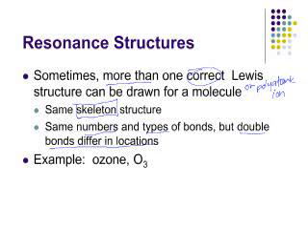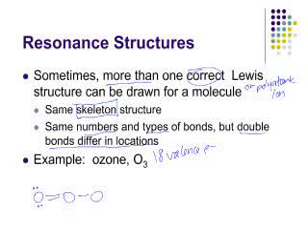One example of a molecule for which this is true is the ozone molecule, which has 18 valence electrons. Now we can draw the ozone molecule as 3 oxygen atoms in a row. And when we start assigning electrons, we end up with 1 double bond and 1 single bond. So in this molecule, I've chosen to draw the double bond on the left. We can put in the rest of our lone pair electrons. And this is a perfectly correct Lewis structure.